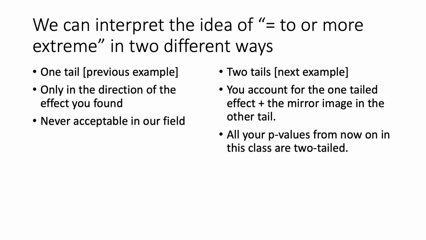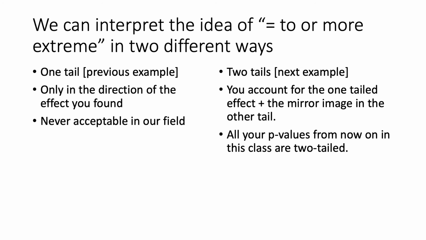All right, so in terms of our definition of p-value, it is the probability of sampling a mean difference that is equal to or more extreme than the mean difference we sampled if the null were true. We can interpret this in two different ways. In the previous example, we interpreted it in the one-tailed way, only in the direction of the effect that we found. This is not acceptable in our fields, so we're not even going to talk about one-tailed tests anymore. We use two-tailed tests. They account for the one-tailed effect, the effect in the direction we found, plus its mirror image. All your p-values in this class are two-tailed.